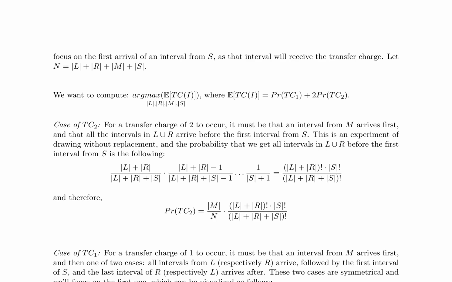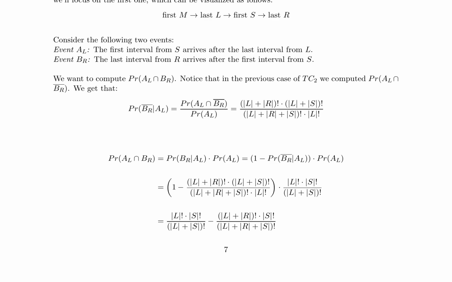For Tc1, the scenario involves an interval from M arriving first, followed by either all intervals from L or R, then the first interval from S, and finally the last interval from the other set. The probability for this case is computed using conditional probabilities, specifically P(R, B_R | A_L) and P(R, A_L), which are also expressed as ratios of factorials. The final expression for P(R, A_L intersection B_R) is derived by multiplying these two probabilities together.